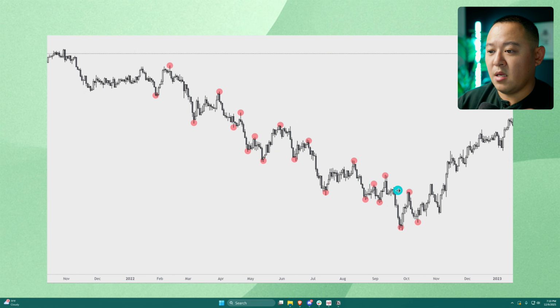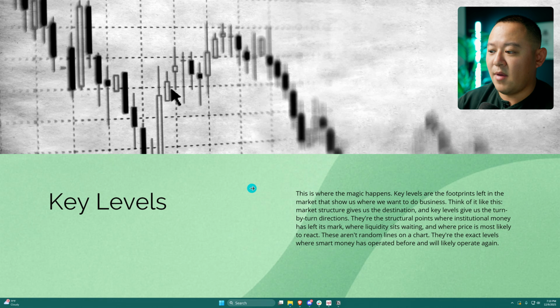All right, so now that you understand market structure, you might be wondering how to find the best places to trade. And that brings us to the next piece of the puzzle. Now, this is where the magic happens. Key levels are the footprints left in the market that show us where we want to do business. Now, think of it like this. Market structure gives us the destination, or the most probable destination, and key levels give us the turn-by-turn directions.